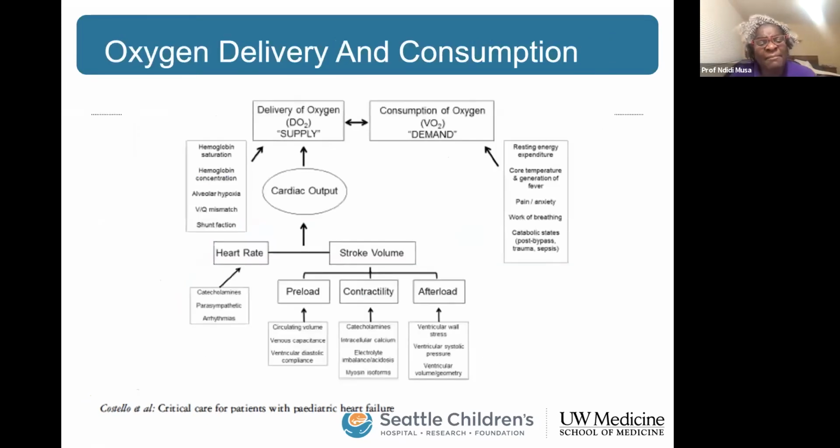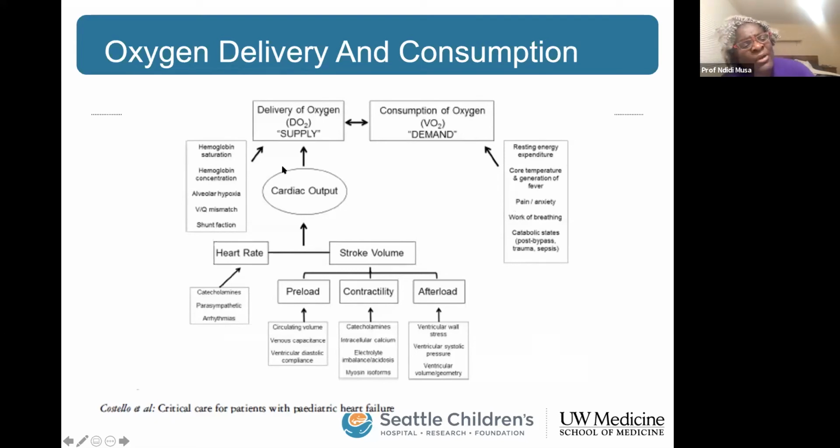If you look at it, there are many things that can affect delivery, and there are many things that can affect consumption. So let's go through the consumption side. Your core temperature. So the higher the temperature, the higher the demand. Pain, anxiety, increased work of breathing, catabolic states, trauma and sepsis, all of these things increase demand.